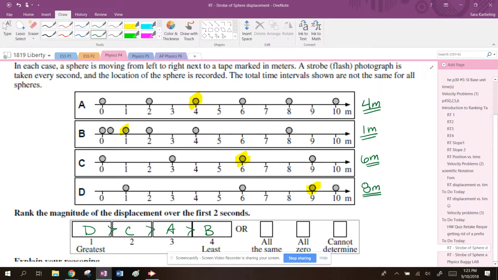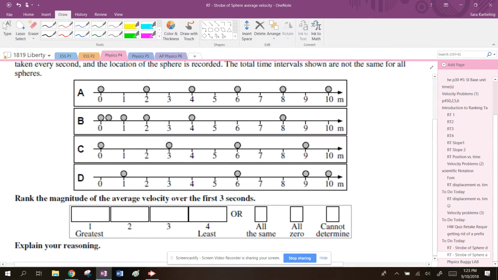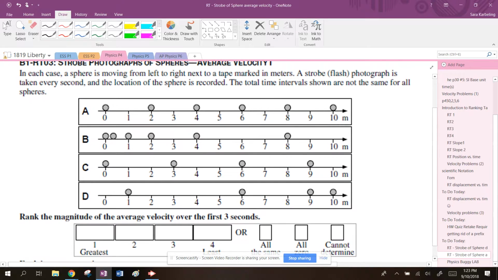How we doing? We okay? Let me give you another one. Similar picture, different question. This one says, rank the magnitude of the average velocity. So there are 3 key words here that I want to make sure you understand.